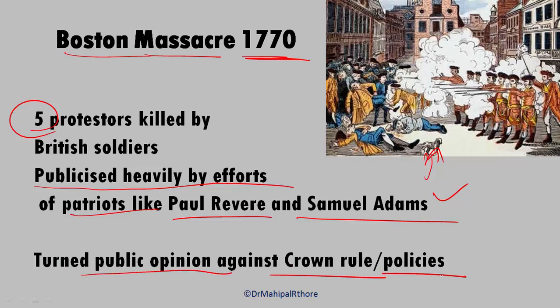Earlier, people were angry with the taxes, but they were not completely against British rule. They were not against the British king. They never used to curse him. But now slowly, after this Boston Massacre, things changed. People started thinking that no, there is something wrong with British rule. We should do something about it. And the patriots like Paul Revere and Samuel Adams, they have a point.